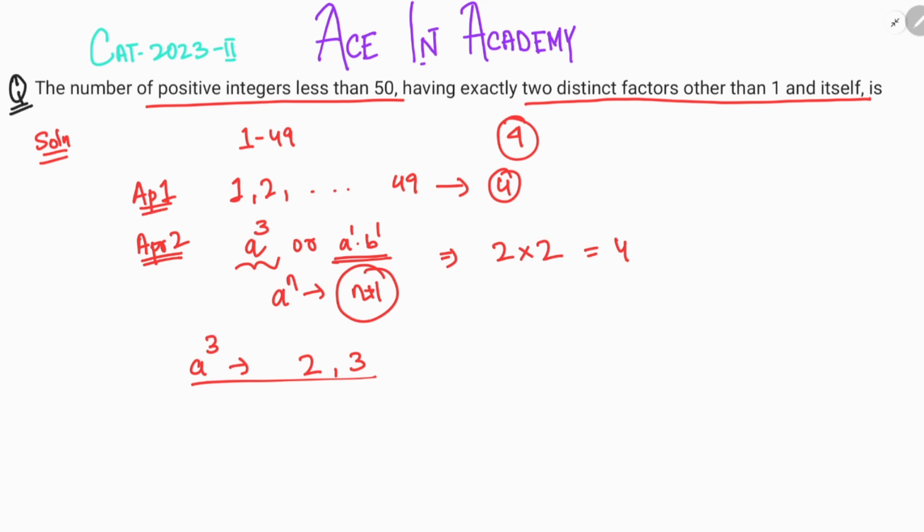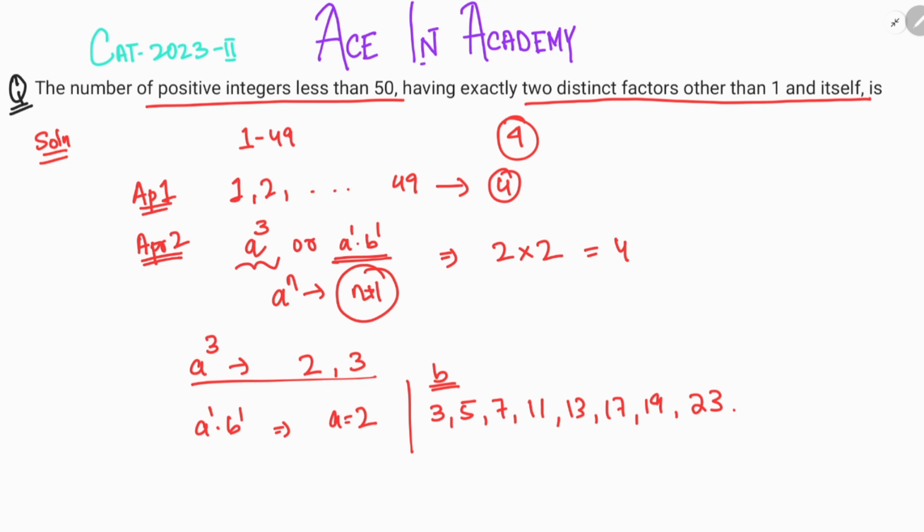Now let's move on to the form a raised to power 1 into b raised to power 1. Let's take the first case when a is equal to 2. What are the values that b can take? b can take 3, 5, 7, 11, 13, 17, 19, 23, but it will not take the next higher prime number, which is 29. So it will go till 23. So we have 3, 5, 7, 11, 13, 17, 19 and 23. And over here we have a total of 8 numbers.